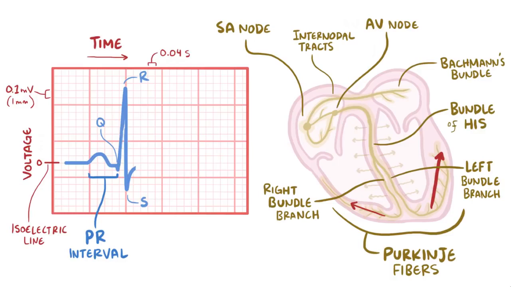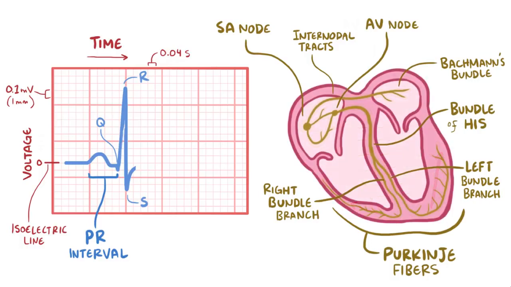After tissue depolarizes, there's a brief period of time where there's no change in electrical activity, so the ECG goes back to the isoelectric line. The exact point at which it hits that line is called the J point, and for a brief time there's no net change in electrical activity, and this is the ST segment.